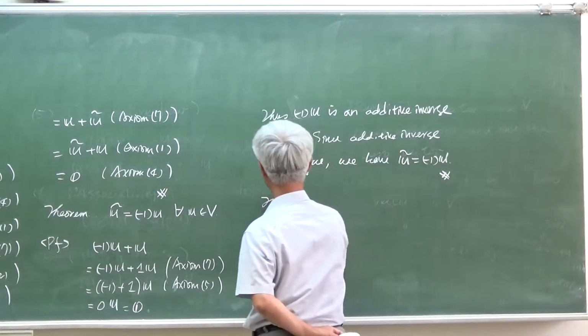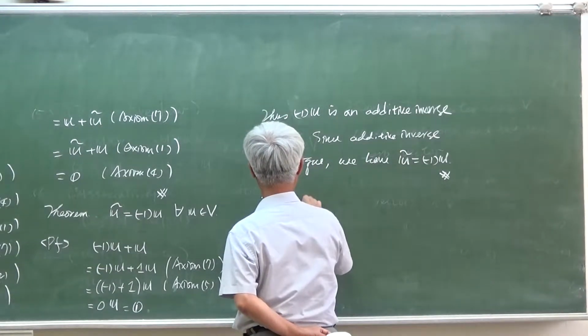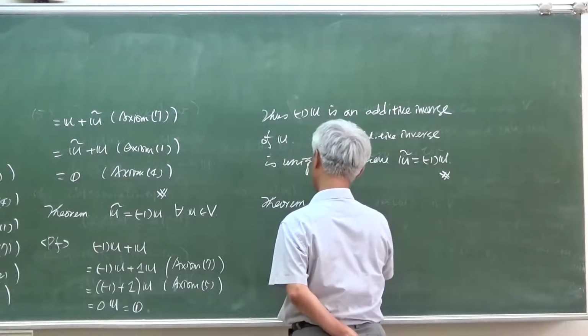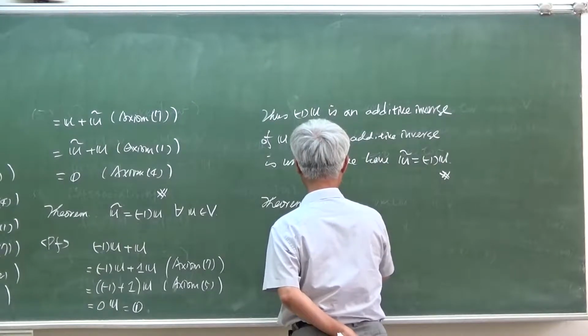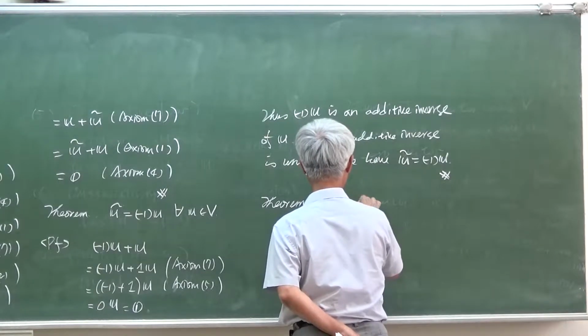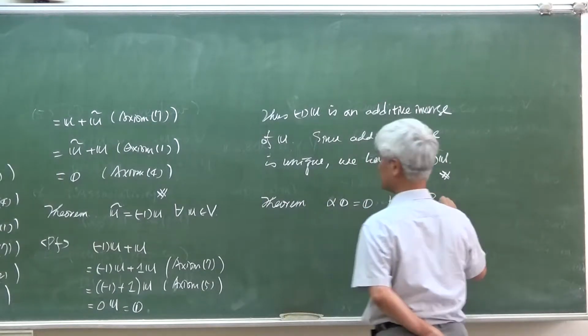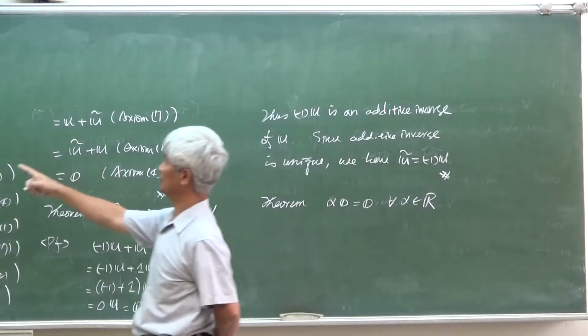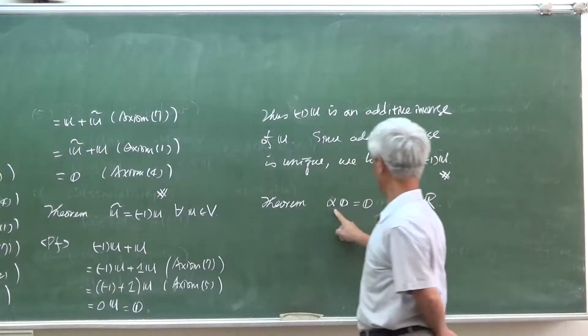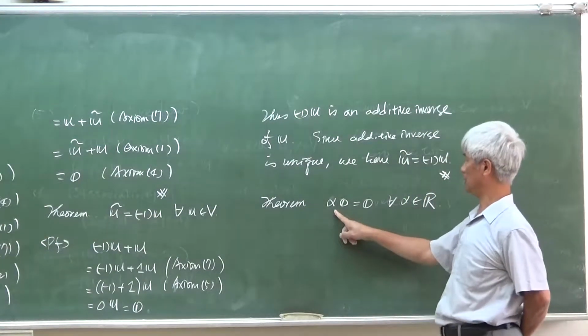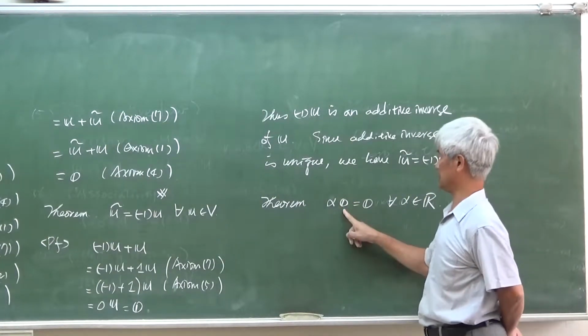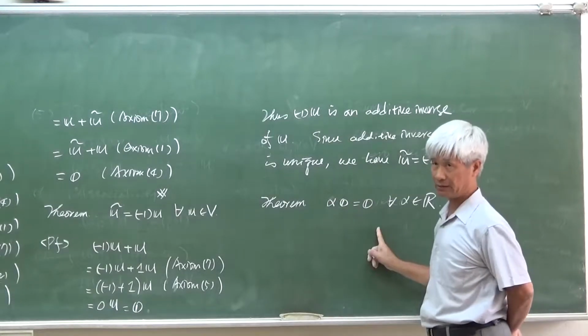Alright, another interesting theorem is that alpha times the 0 vector equals the 0 vector for all alpha. This is another way to see it. If you have an arbitrary real number, scalar multiplied with a vector, then it becomes a vector.